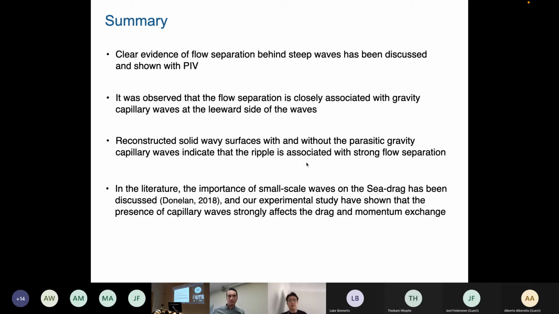And we observed that the flow separation was closely associated with the capillary waves near the crest. So in order to identify the role of the capillary waves on the flow structure, we conducted the wind tunnel experiment with a solid wave surface and found that the small scale capillary waves actually locked in and induced the strong flow separation. In the literature, there is a growing awareness of the importance of the small scale waves on the sea drag and the momentum exchange. And our experimental study shows that the presence of these capillary waves indeed has a significant contribution to the turbulent flow structure, such as flow separation, and hence the drag coefficient. So with that summary, I'll take any questions.